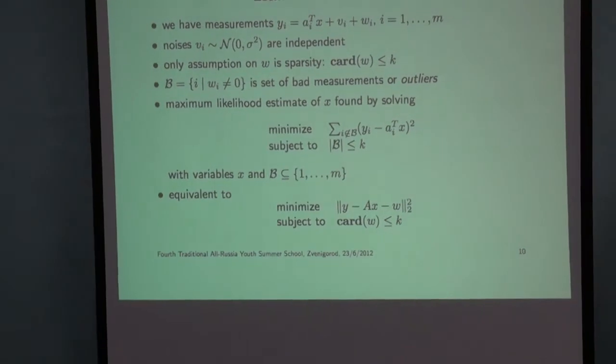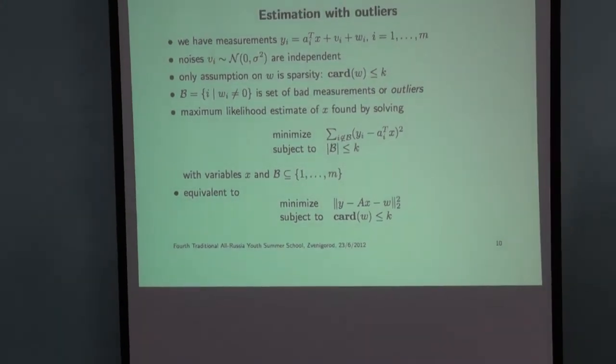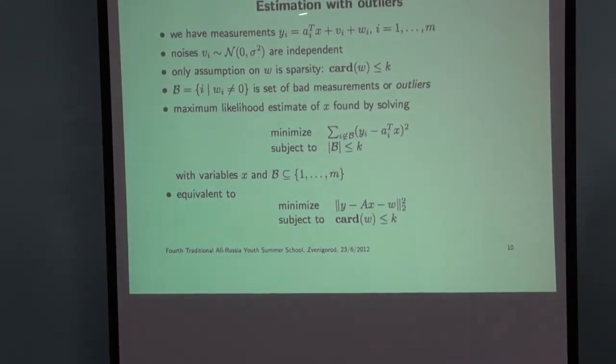You can also do things like estimation with outliers. So here you have a bunch of measurements. This is actually just like the robust Kalman filter we looked at. In fact, that's the hint that's where we're going. So here you have a standard Gaussian noise, but you also have a noise here which is sparse, right? So this is something like a Gaussian plus sparse model.